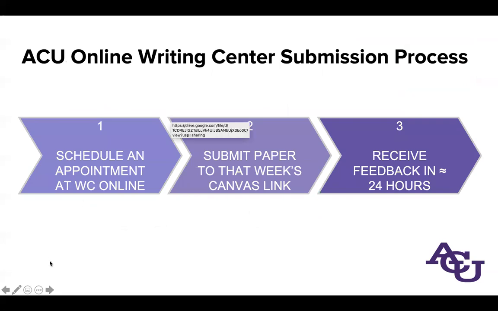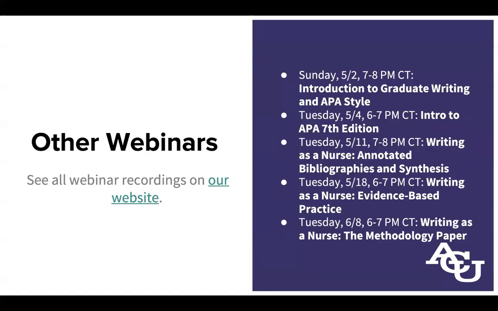Again, the basic format for getting feedback on a paper is to schedule an appointment using the WC Online scheduling system. By the time that appointment slot rolls around, go ahead and upload your paper to Canvas for us to look at, and then we send you feedback within 24 hours.